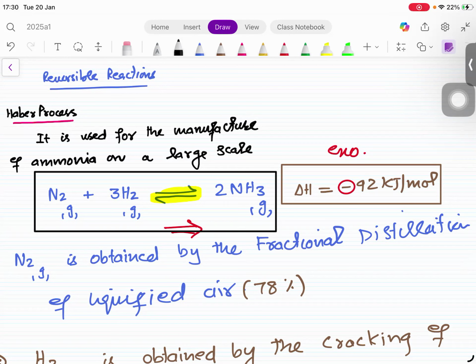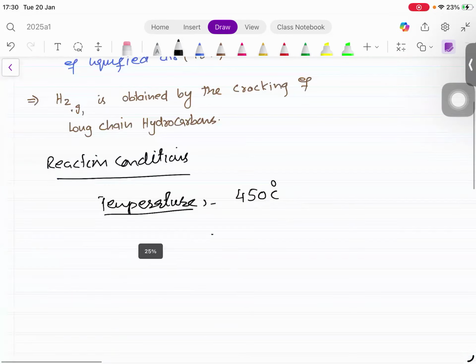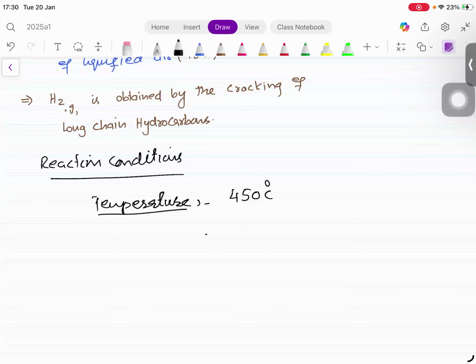Because if we increase the temperature, then what's the problem? Increase in temperature will shift the equilibrium backwards. That will decrease the yield of ammonia. So we found a temperature which is compromised, and that is 450, where the yield is also good and the speed is also reasonable. Okay, so please write down why temperature 450, they ask you.